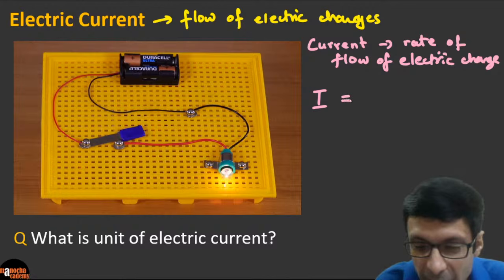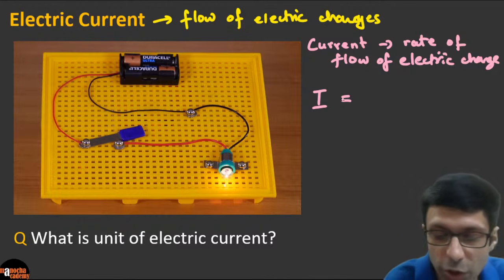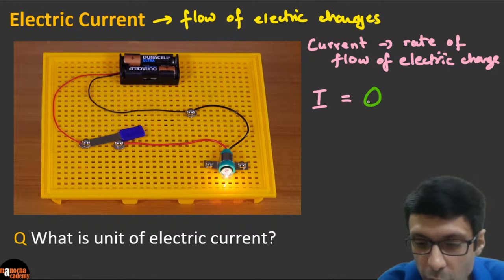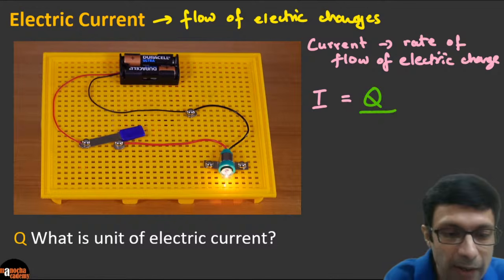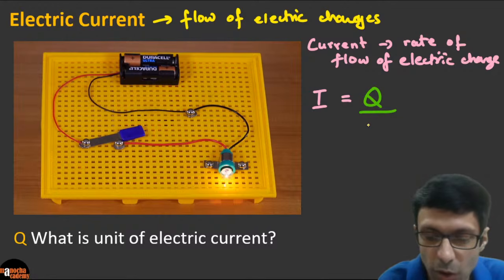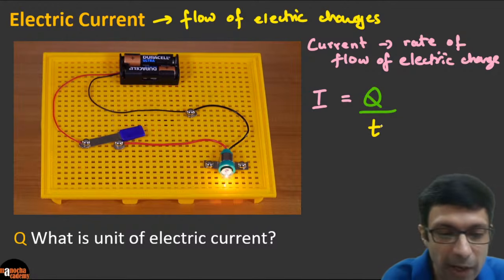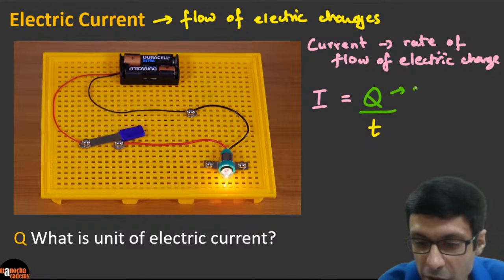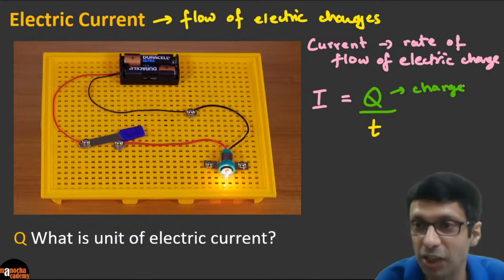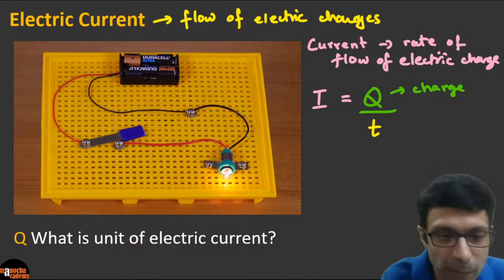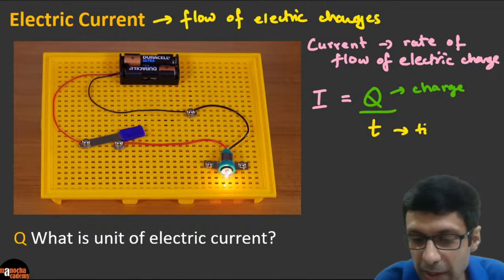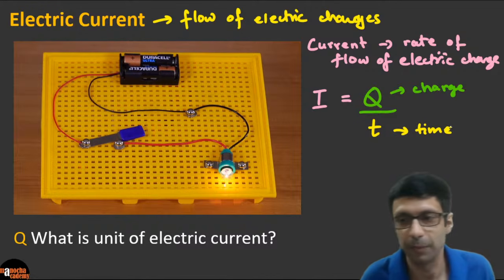So I is equal to, and Q is used for charge, guys. So the symbol of charge is Q. Let's write that down. I is equal to Q divided by time, where Q is basically charge, because it's the rate of flow of charge, and you know rate means divided by time. So this is basically your formula of current, right, guys?